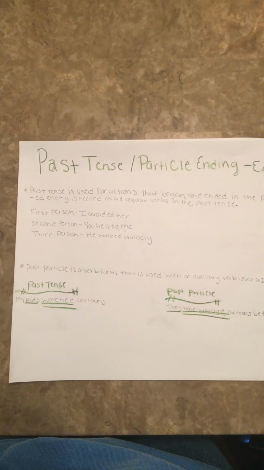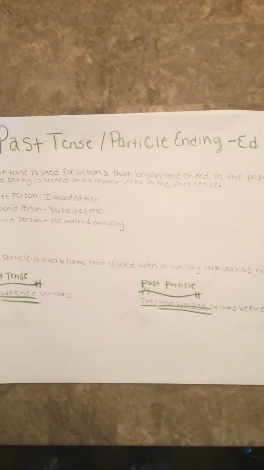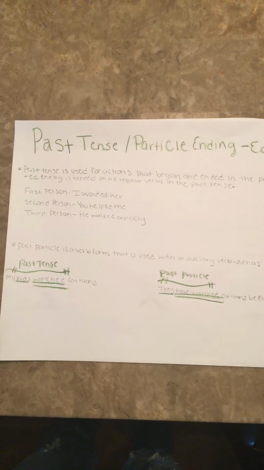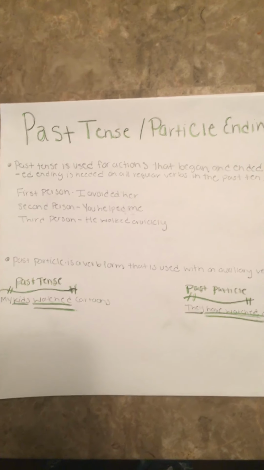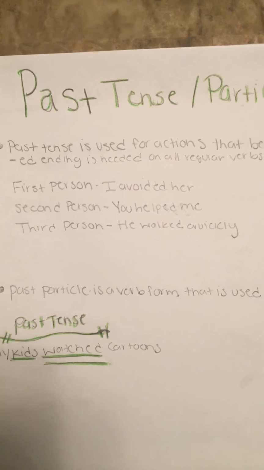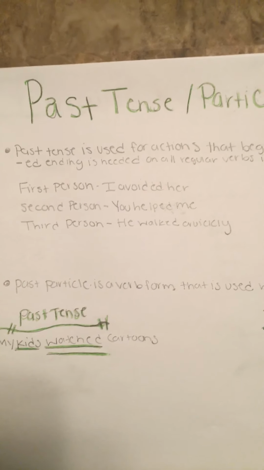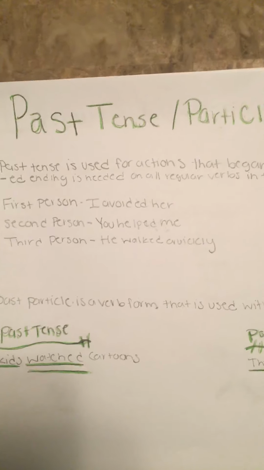Okay, here is past tense, with endings that end in ed. Past tense is used for actions that began and ended in the past. An ed ending is needed on all regular verbs in the past tense. Here are examples. First person, I avoided, you add ed to avoid, and that is the verb. Second person, you helped me. Third person, he walked quickly.